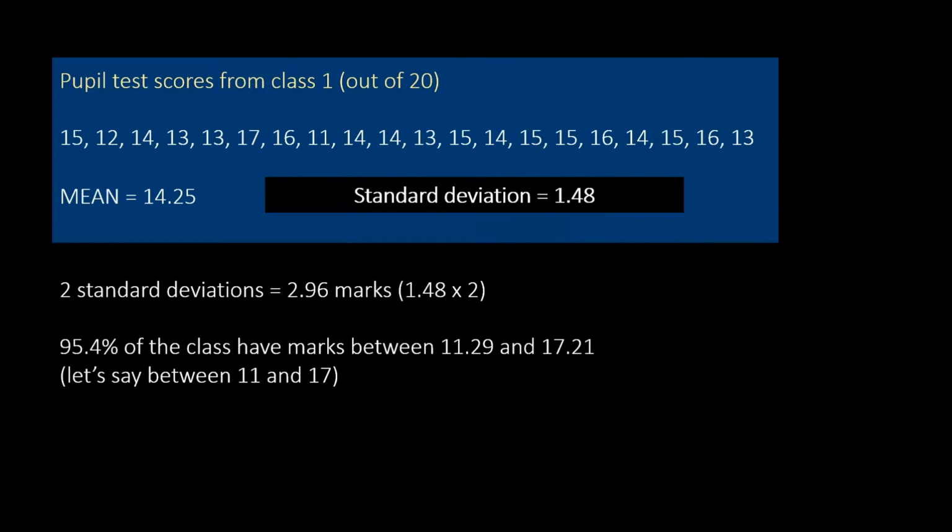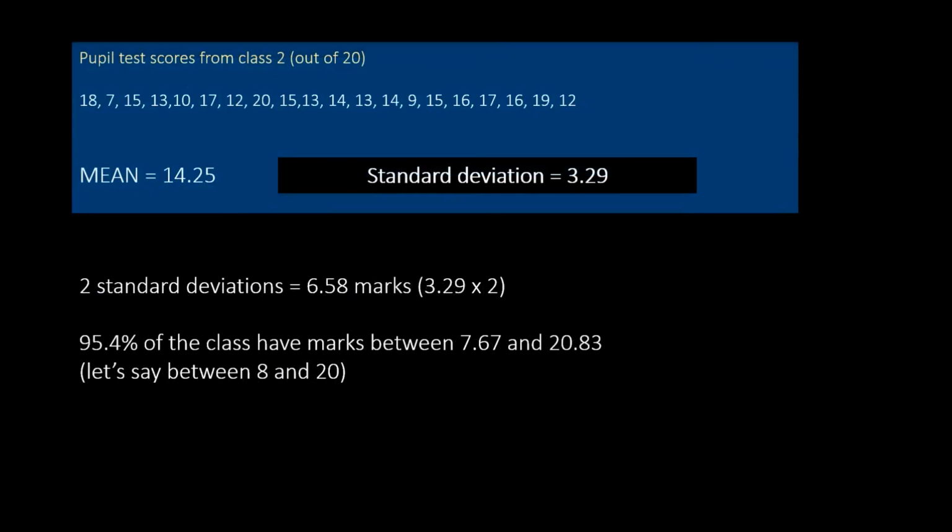Okay. Now, the other class, 3.29 is the standard deviation, twice the standard deviation is 6.58. So in that class, I now know I can work out from the standard deviation that 95% of the class have marks between 8 and 20. And that means that if I have the mean and the standard deviation, even if I haven't got the actual scores, I can get a much clearer idea of exactly what's happened in that class, about what the variation is.